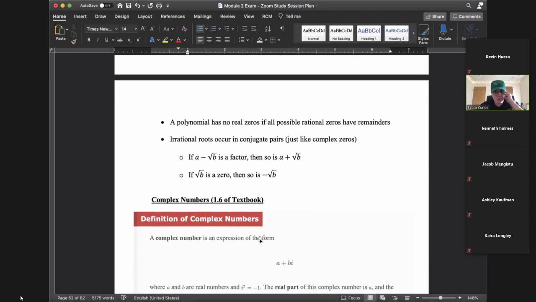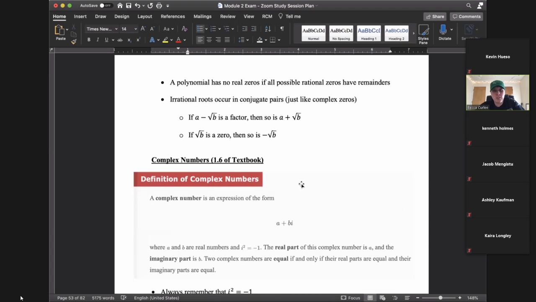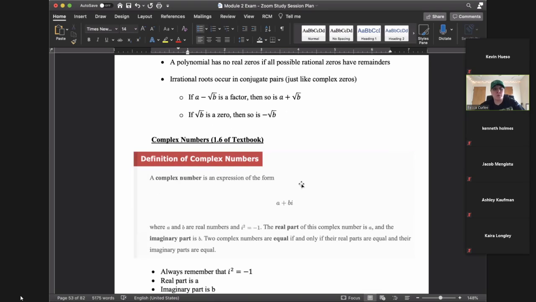And just a reminder, a polynomial has no real zeros if all the possible rational zeros have remainders. So irrational roots occur in conjugate pairs, just like complex zeros. I think we already went over this. So just remember, if the square root of something is a zero, then so is the negative square root of something. It's just like complex conjugates when we're talking about complex numbers, which we're going to go into next.